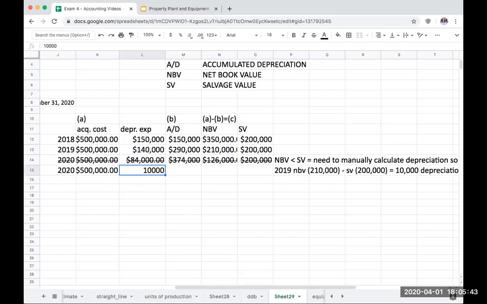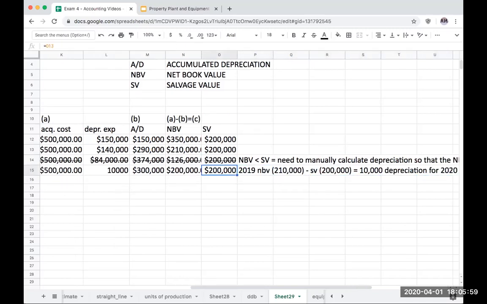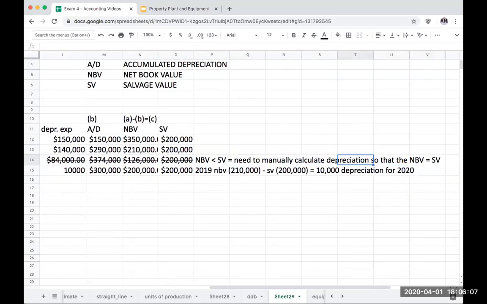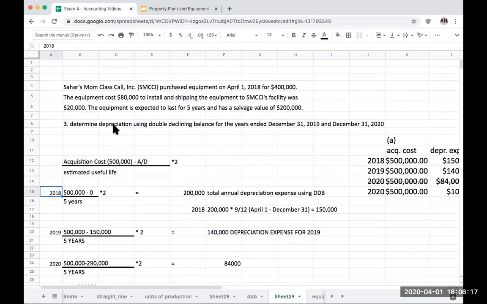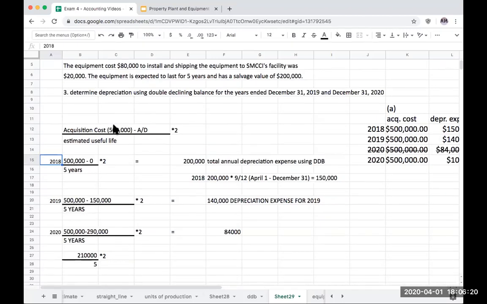When I use $10,000, my accumulated depreciation is now $290,000 plus $10,000, or $300,000. My net book value is now $200,000, which is equal to my salvage value. So if I ever run into a situation where my net book value is less than the salvage value, what I'm going to need to do is manually calculate the depreciation so that my net book value is equal to my salvage value. Okay, so that's how we go through and calculate depreciation using double declining balance.